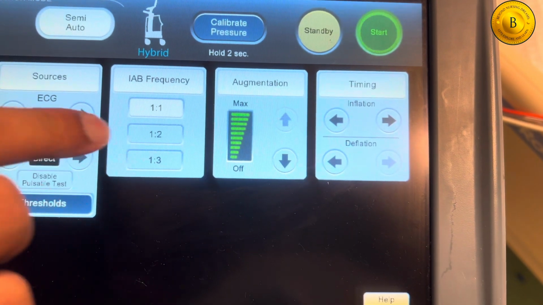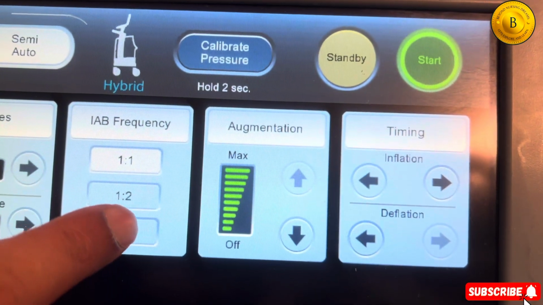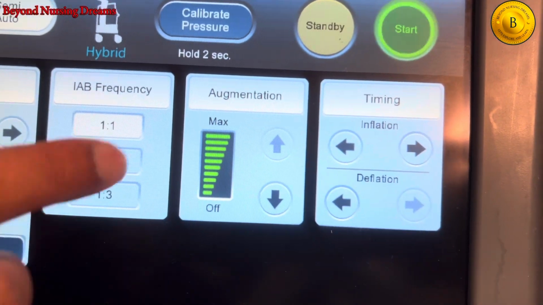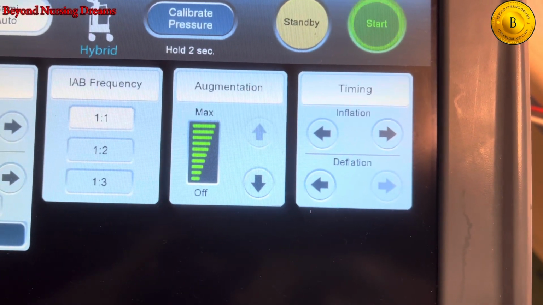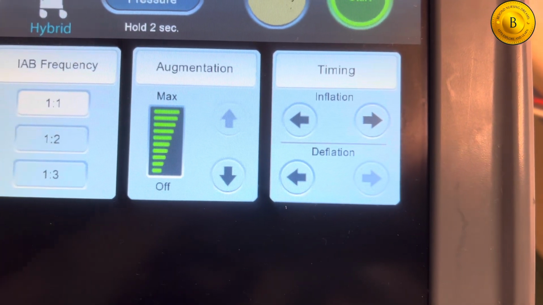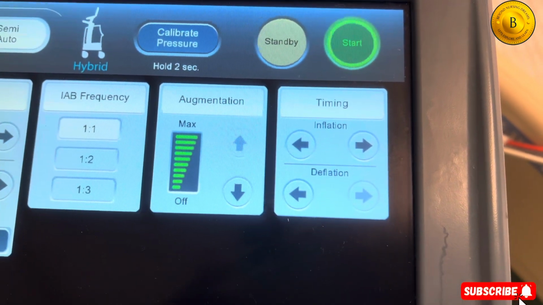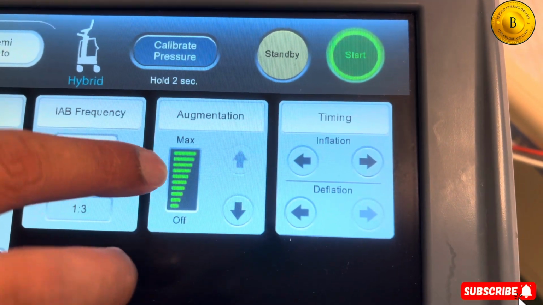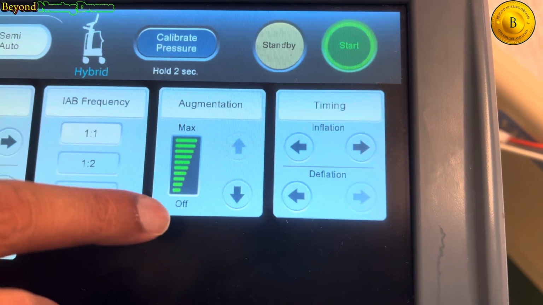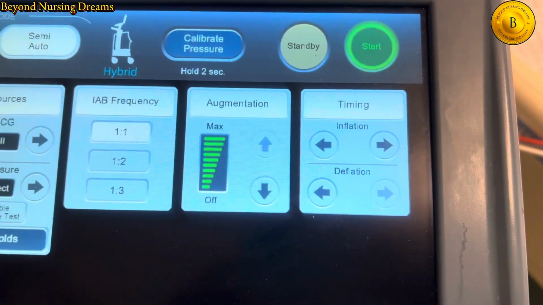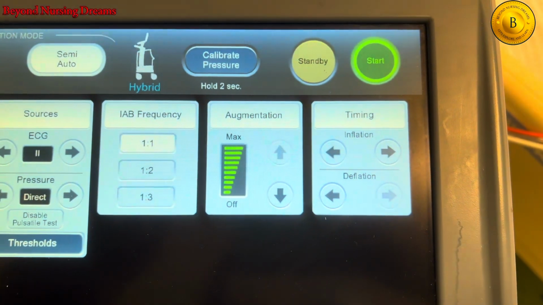So 1:3 means now the heart is improving. Three times pumping by the heart, one is pumping by the machine. Augmentation means how much we need to inflate or deflate, how much volume we need to suck from the LV. So we are always keeping that on the maximum. But when we are going towards weaning, we gradually come down from the augmentation side, or minimum we keep it at 50%. If we go below 50%, there is a chance of clot formation inside the aortic balloon pump catheter.